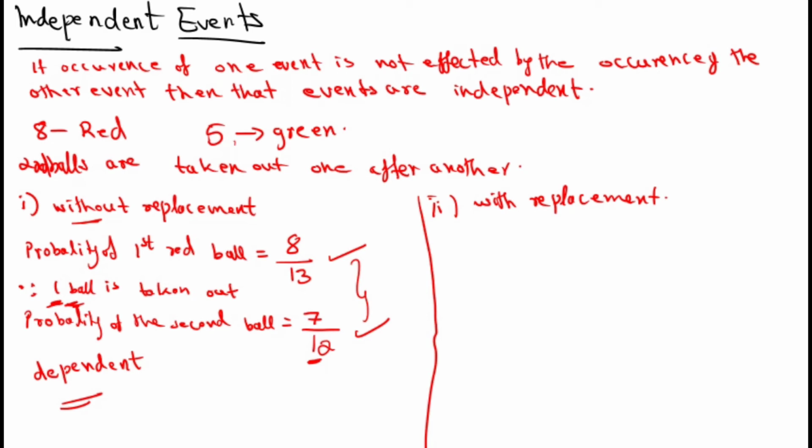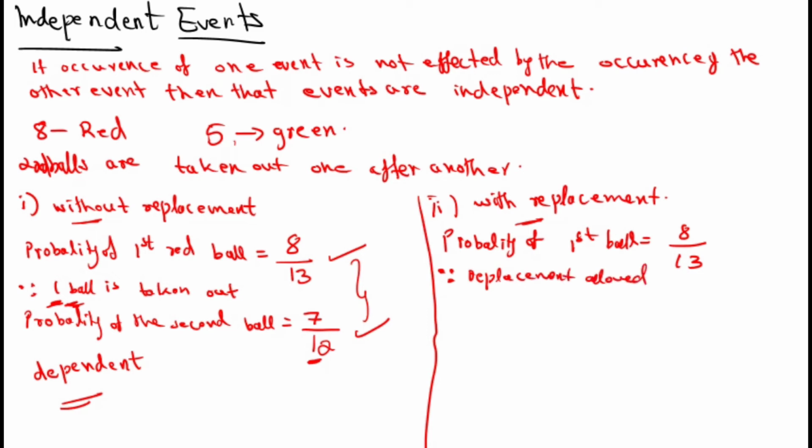Now see, with replacement, what's the probability of the first ball? Probability of the first ball is equal to, how many red balls are there? 8 red balls are there, divided by total balls, which is 13. 8 by 13. Now see, with replacement, first you need to take one ball outside, then again you need to put that ball inside the box again. So since replacement is allowed, right? That is mentioned, right? Replacement allowed.